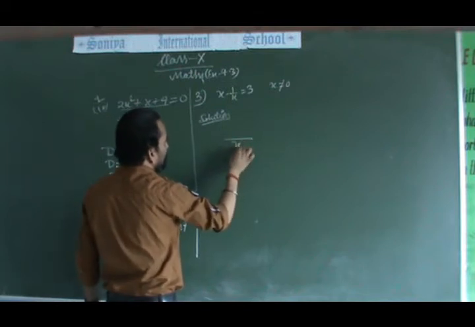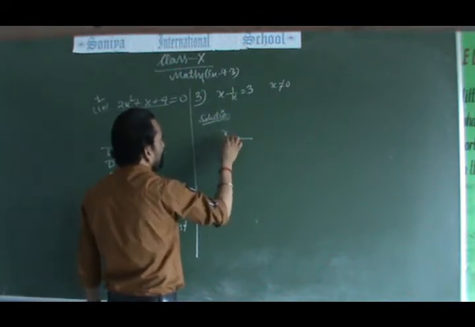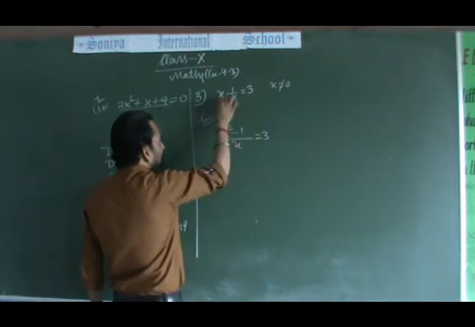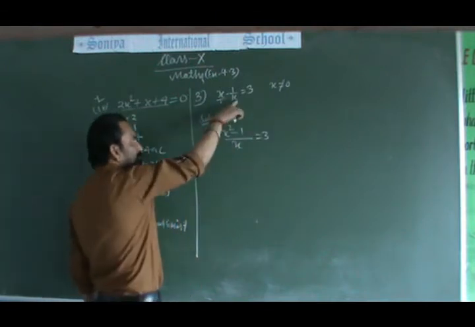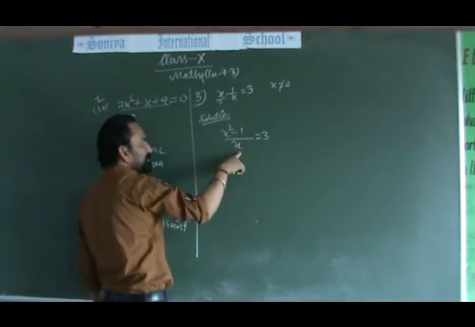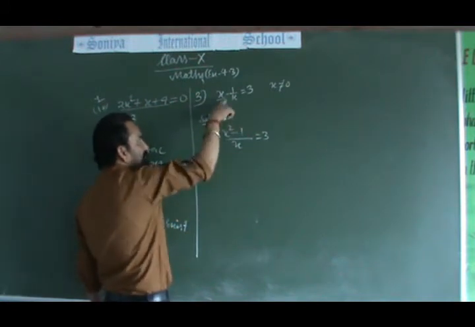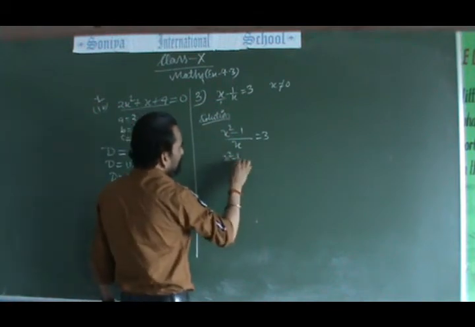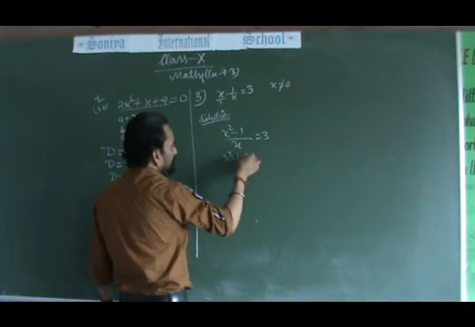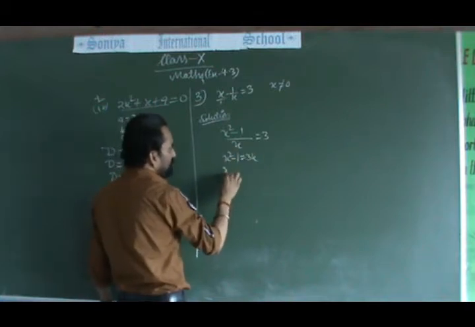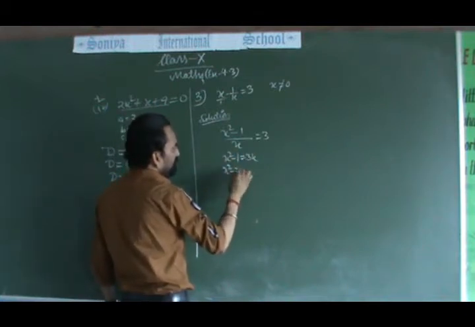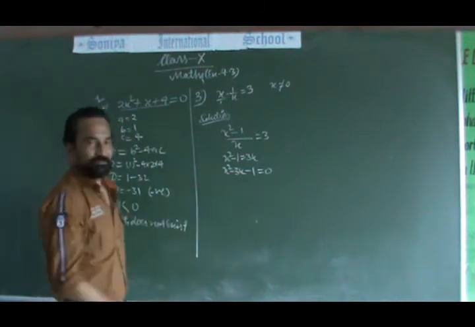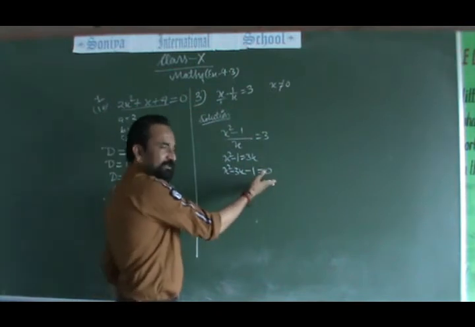LCM is x. So we have x square minus 1 equals 3x. x may be written as x upon 1. So what is the LCM of 1 and x? x into (x square minus 1) upon x. Transform it. When 3x is transposed to the other side of the equals sign, it becomes x square minus 3x minus 1 equals 0. Now the given expression is changed into the quadratic form.